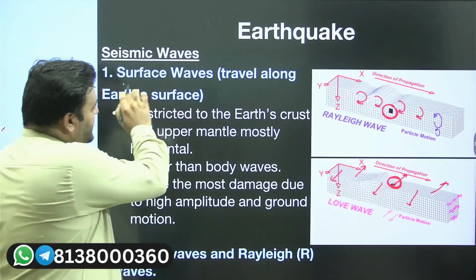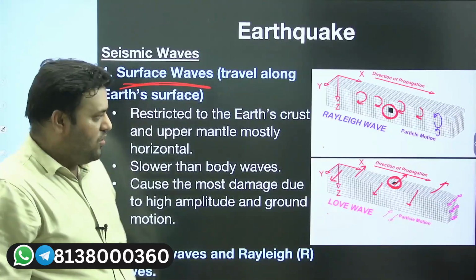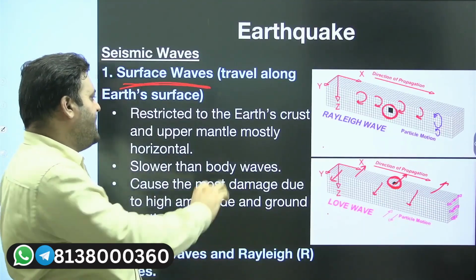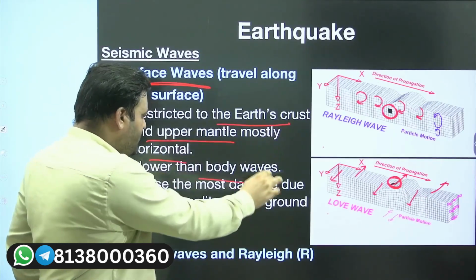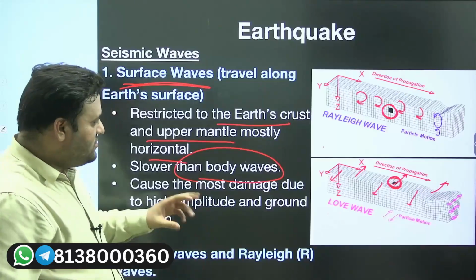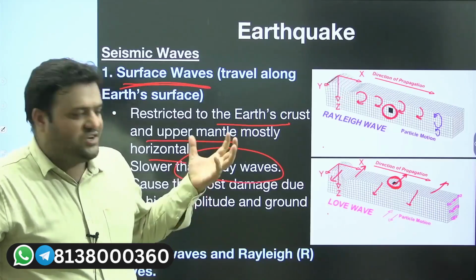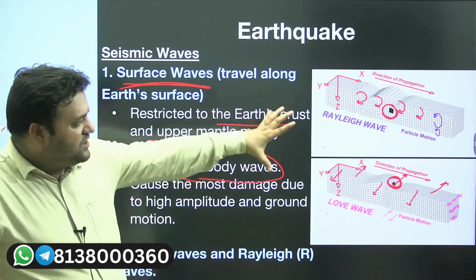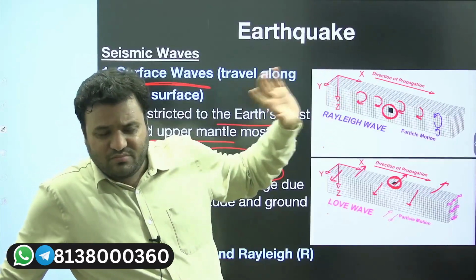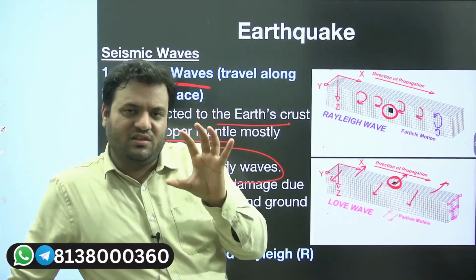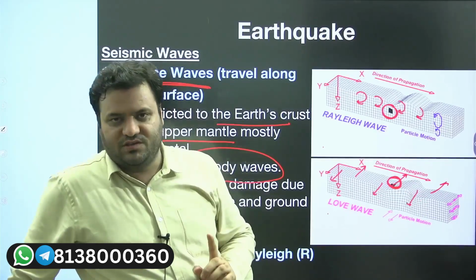So these surface waves, specifically the Rayleigh wave and the L wave, or Love wave, or long wave, are restricted to the Earth's crust and uppermost region. They are slower than body waves and they cause most damage because of their interaction. They are the ones that will have some sort of impact on the surface, on buildings, on dams, on our houses.